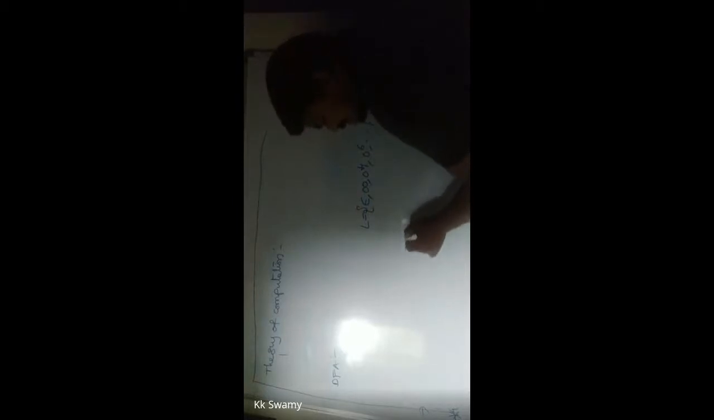Epsilon, 2 zeros, 4 zeros, 6 zeros, and so on. Now for accepting epsilon, what is the state? The initial state is marked as the final state. So Q naught is the final state. Next, what are the input symbols? Only 0 is the input symbol. Compulsorily you have to give 0 as the input symbol.